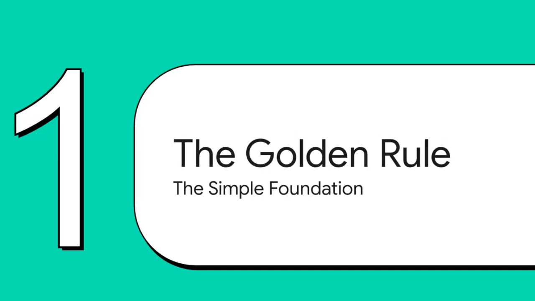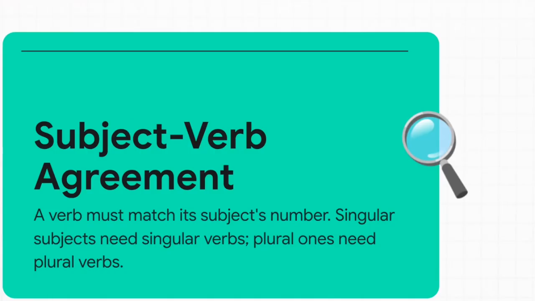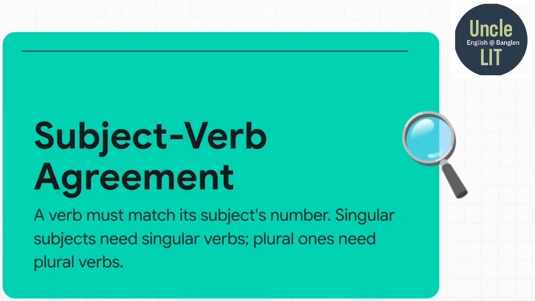This is the simple number one principle of all agreements. Let's just call it the golden rule. And here it is. It's actually pretty simple when you break it down. The subject and its verb have to be on the same team. If your subject is singular, meaning there's just one of it, then your verb has to be singular too. And if your subject is plural, more than one, well, you guessed it, the verb has to be plural. This right here is the core idea that everything else we talk about is going to build on.